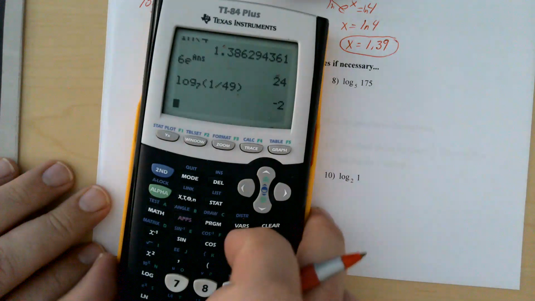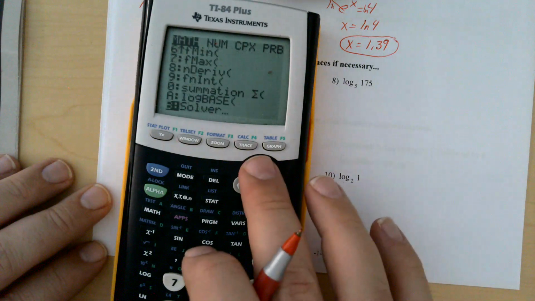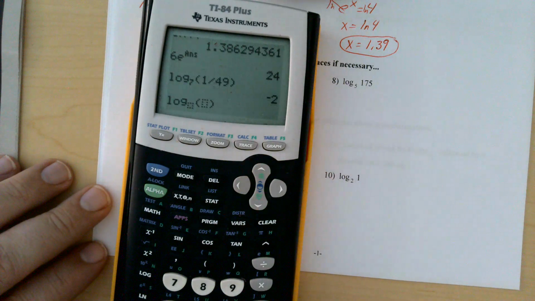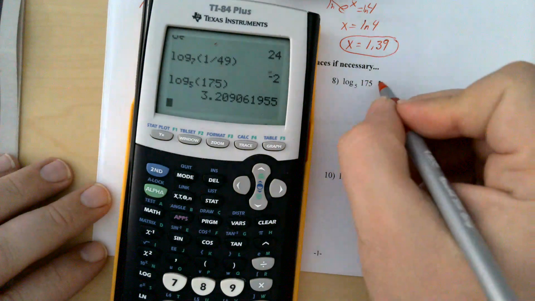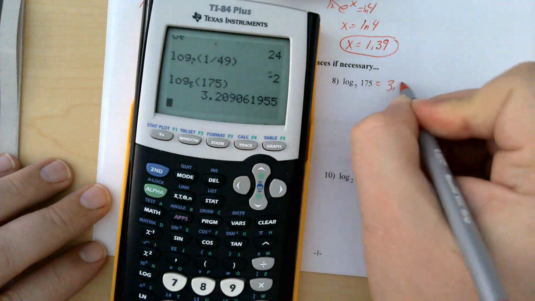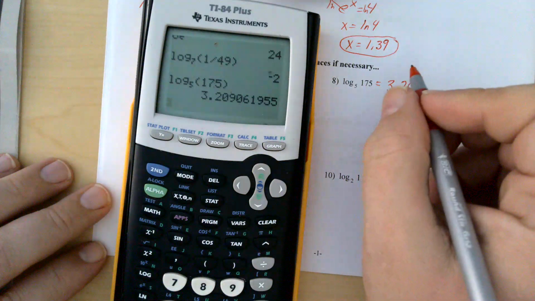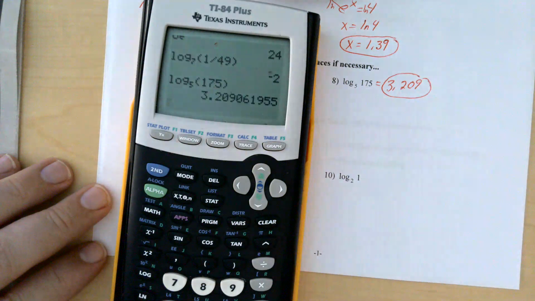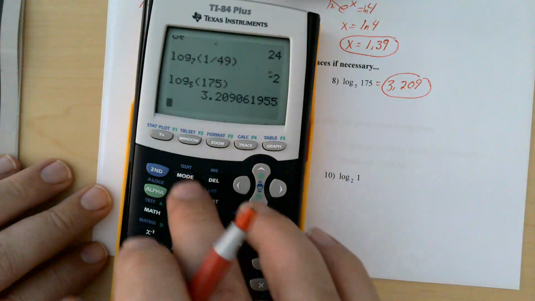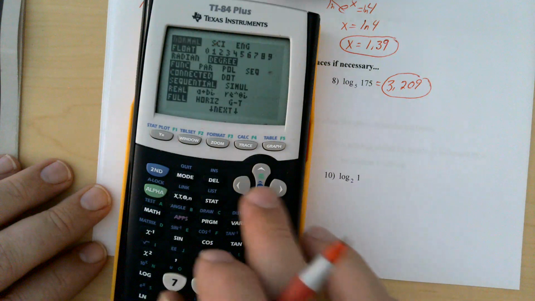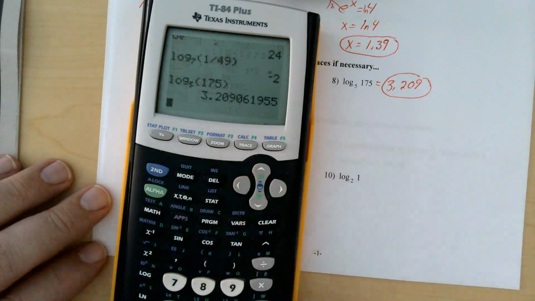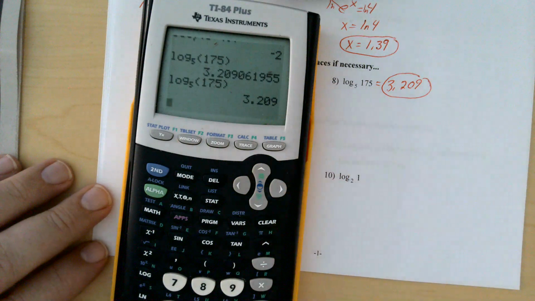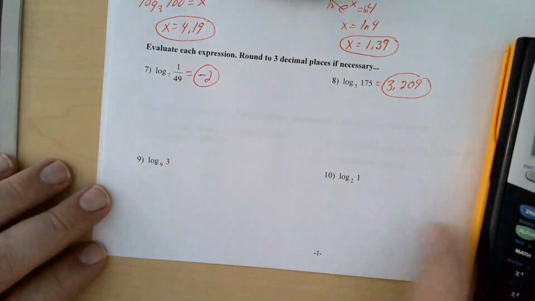Okay. For this one, it's not a nice answer, so I'm forced to use the math key. So for this one, I hit log base again, put in my base of 5, put in my 175, and when it's a decimal, I would like you to try to round to 3 decimal places just to be a little bit more accurate. 3.209. Okay, that's 3 decimal places. If you wanted your calculator to round, remember I showed you this mode. You can change the float to whatever you want the calculator to round to. So if I wanted the calculator to round to 3, I can highlight 3, and it's going to give me 3 decimal places. Okay, so just keep that in mind.